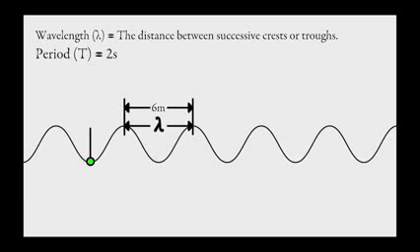So here's an interesting derivation. If we start with the formula V equals d over t, we know that the distance covered is a wavelength, and the time it takes to cover that distance is called the period. So now we have V equals lambda over T.